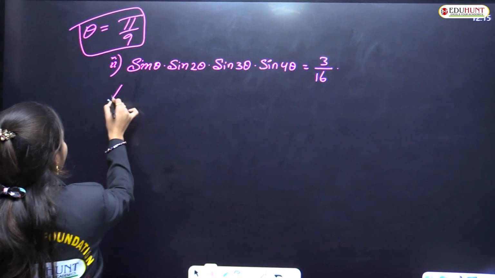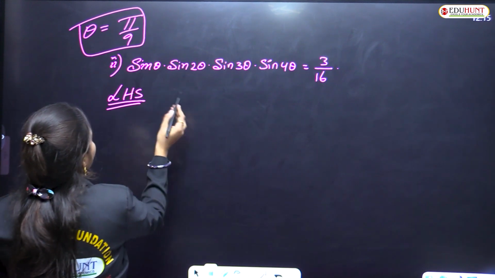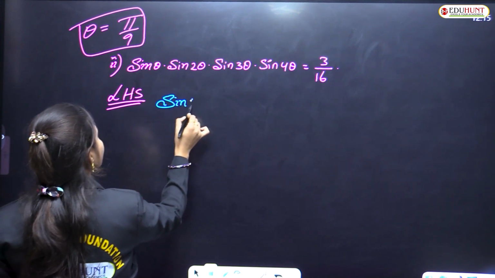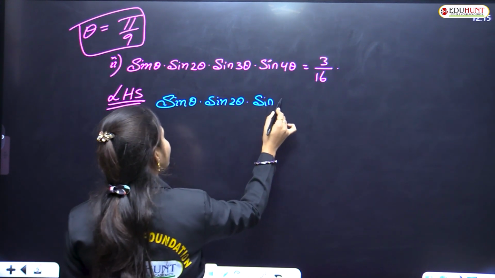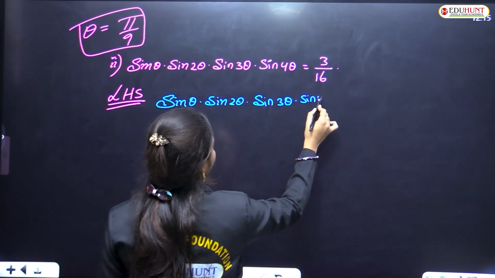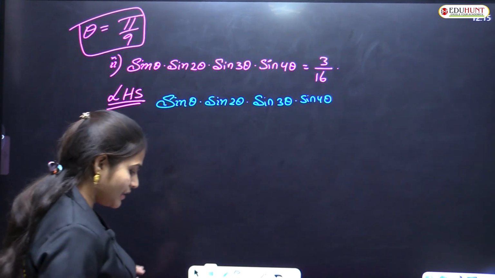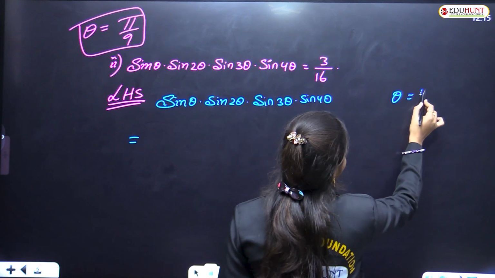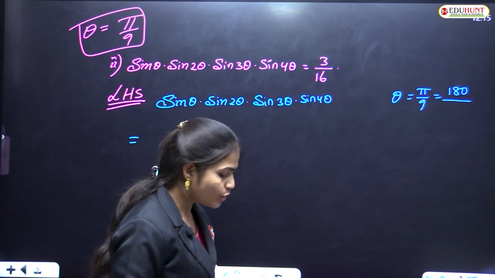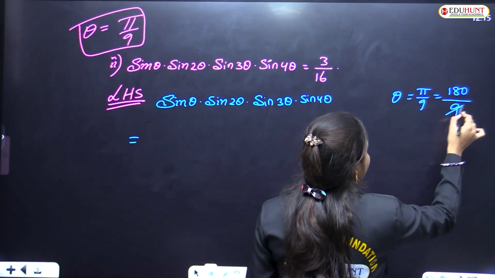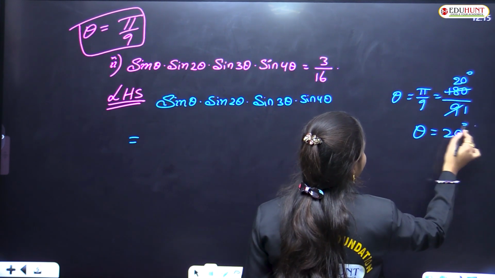So here again we need to take the LHS to prove the RHS. So see here. So sin theta, sin 2 theta, sin 3 theta, sin 4 theta. Okay. So here theta is equal to pi by 9, they gave. So pi is equal to how much? We know that pi is equal to 180 degrees. So 180 degrees by 9. So 9 ones are 9 and 9 twenties are 180. So theta is equal to 20 degrees.